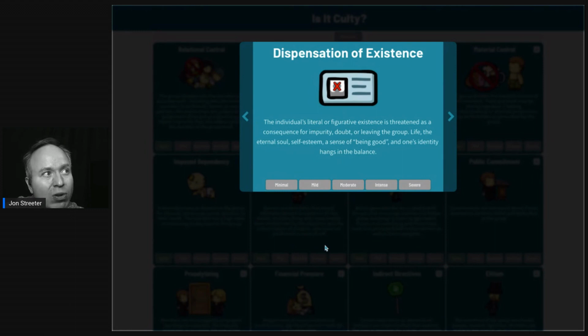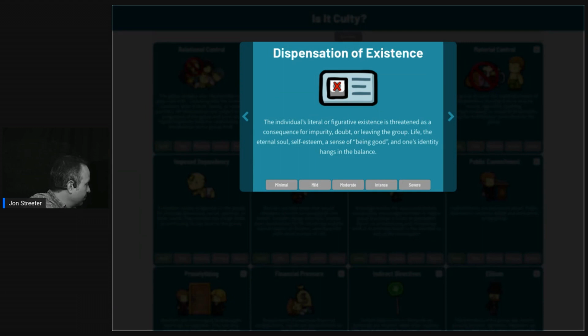Dispensation of existence. The individual's literal or figurative existence is threatened as a consequence for impurity, doubt, or leaving the group. Life, the eternal soul, self-esteem, a sense of being good, and one's identity hangs in the balance. So if you leave our group, if we kick you out, then you're worthless. Your life will never add up to anything. There is no point to your life, or you will be eternally damned, or any of the above.